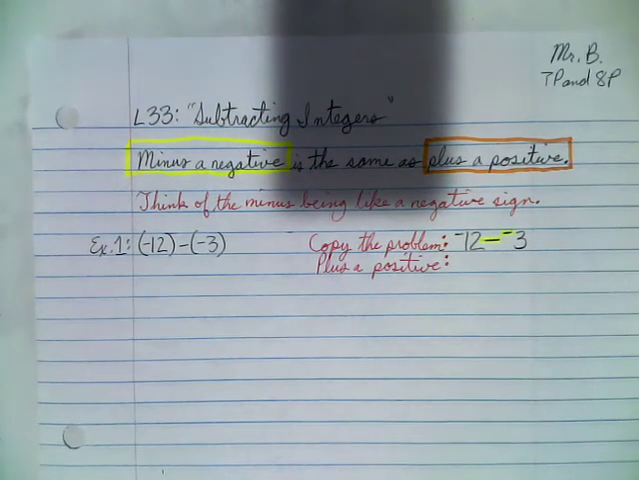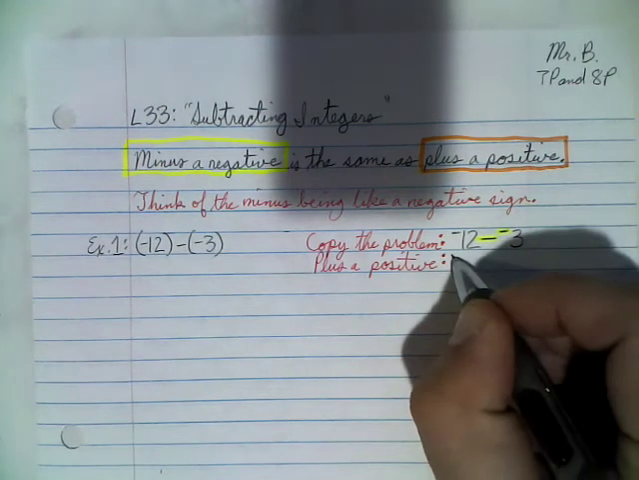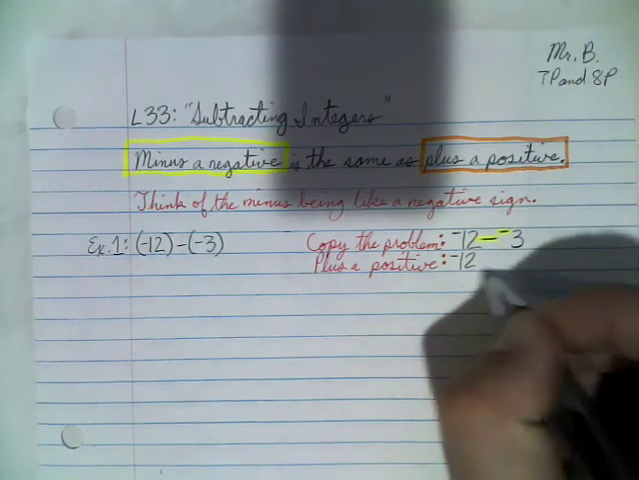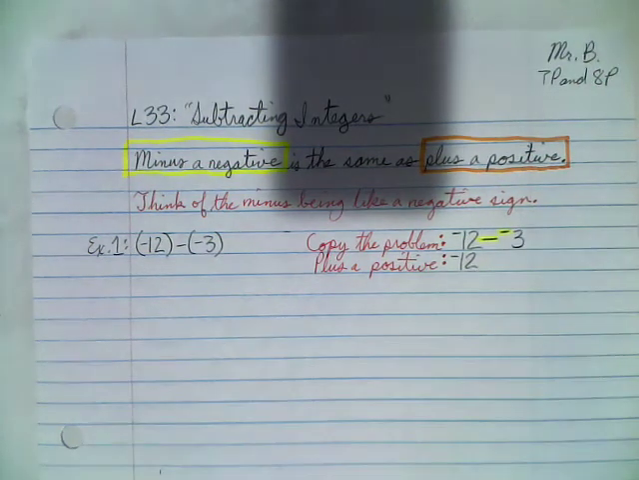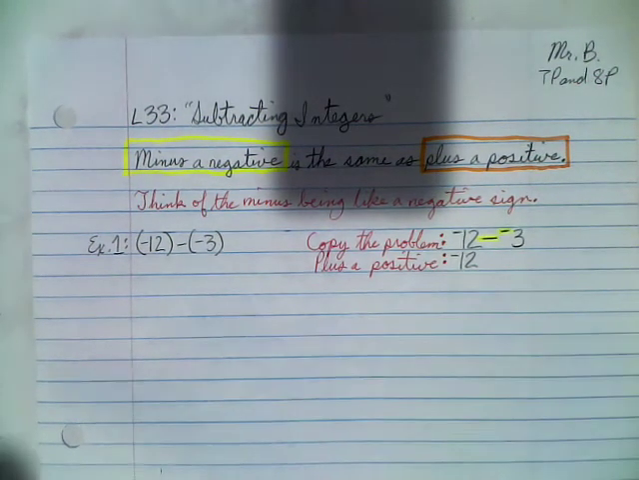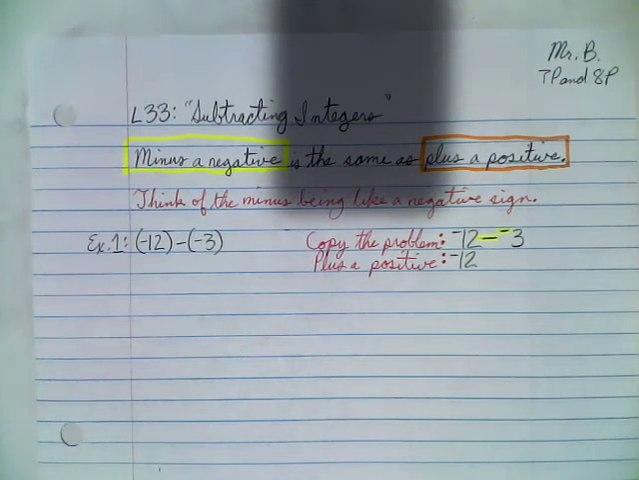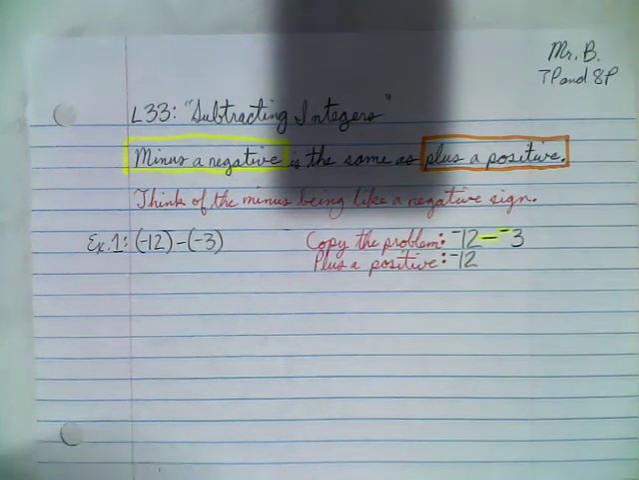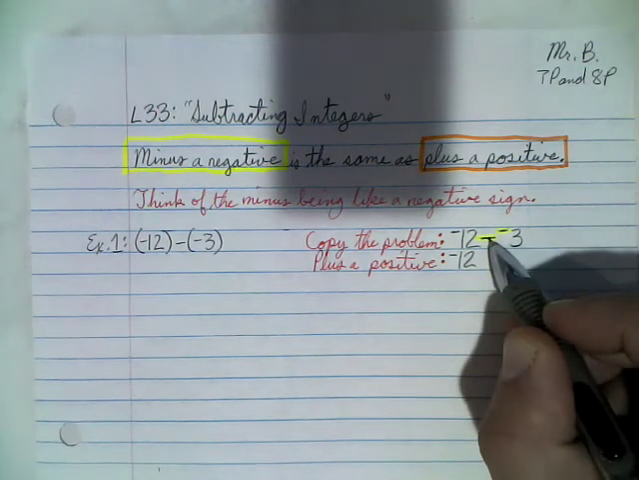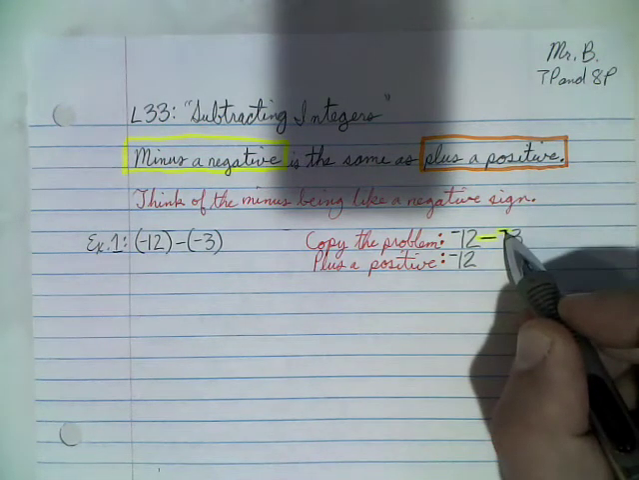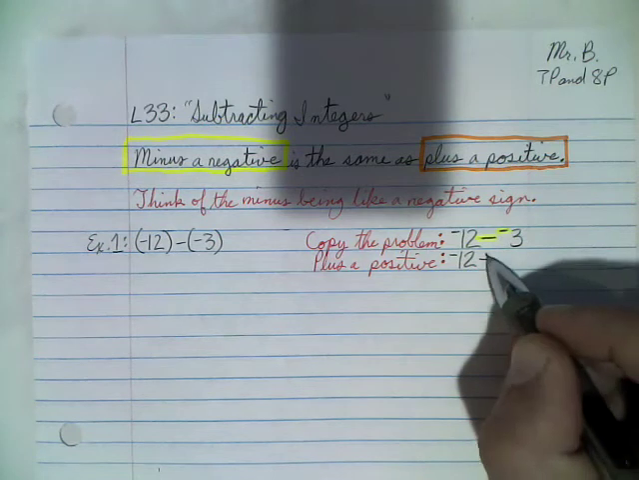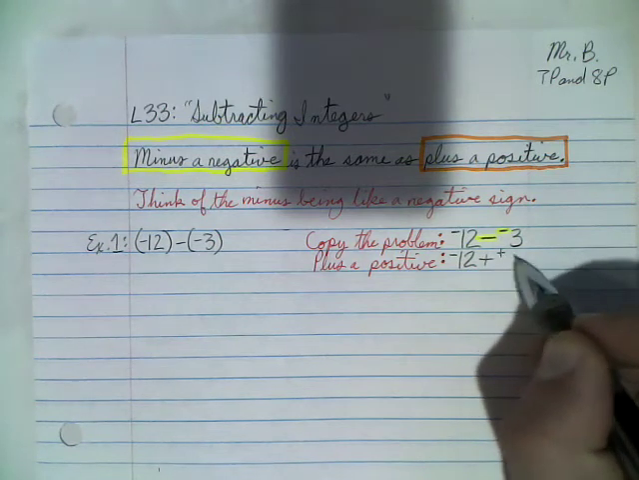So the first number is not going to change. In that way, this is kind of like dividing fractions, where the first fraction doesn't change, but then we times by the reciprocal of the second fraction. It's kind of the same thing here, in a way: the first number doesn't change, but then this is going to become plus a positive. So plus a positive 3.